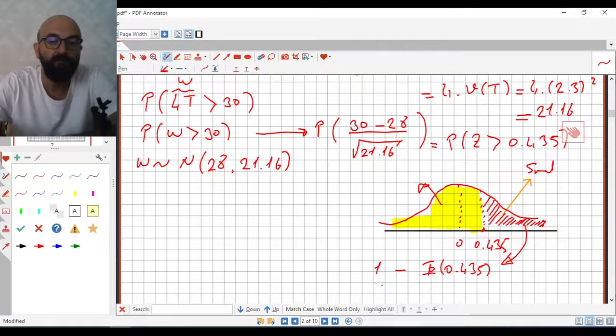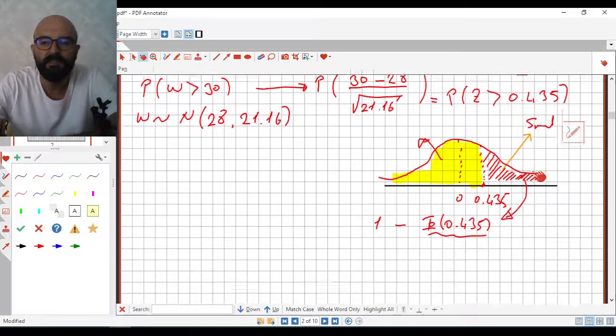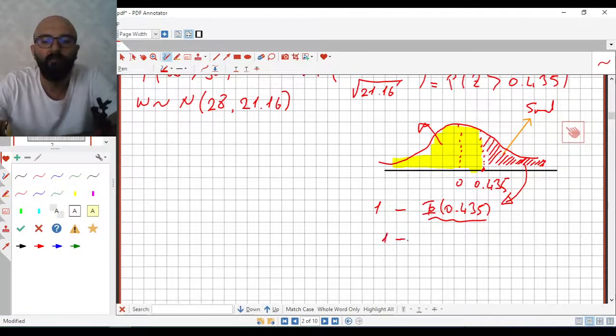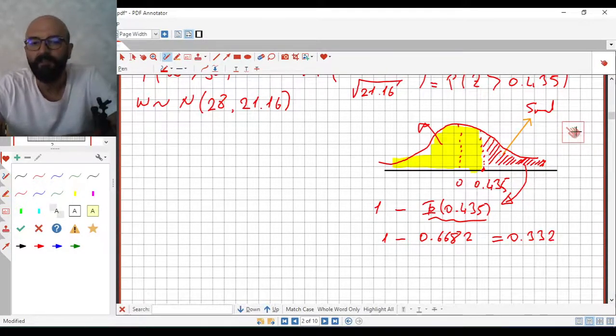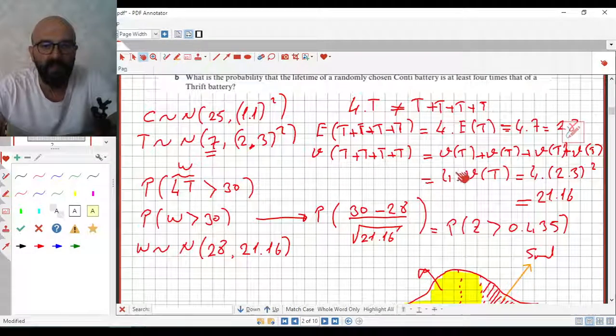Okay, and this process means 1 minus 0.6682, and it means 0.332 to 3 significant figures.